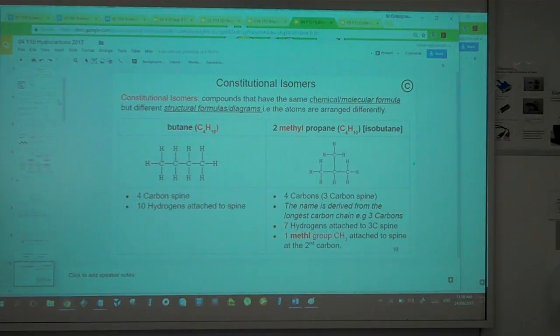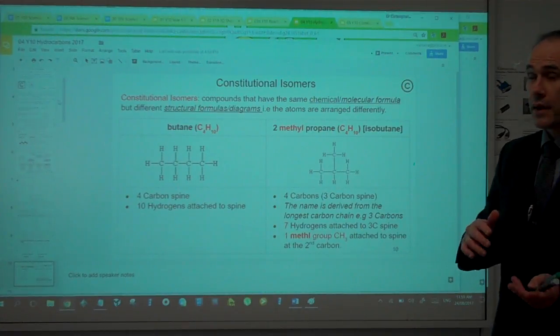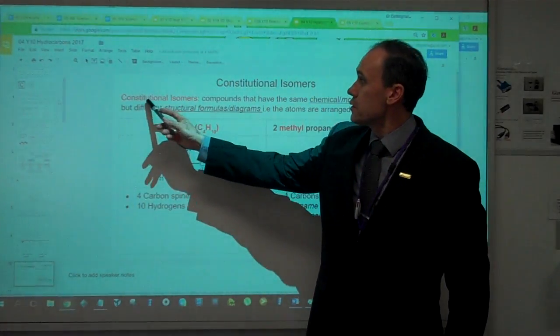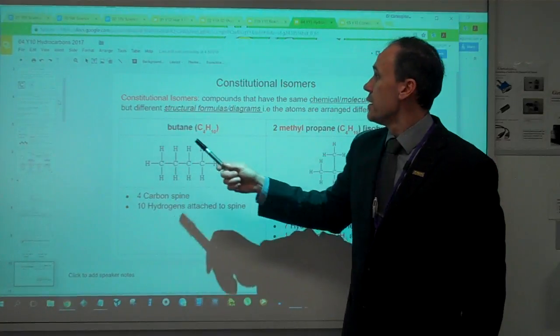That doesn't matter. Constitutional isomers, you need to be able to draw them. So what are they? Sometimes some books don't use constitutional, they just use isomers.